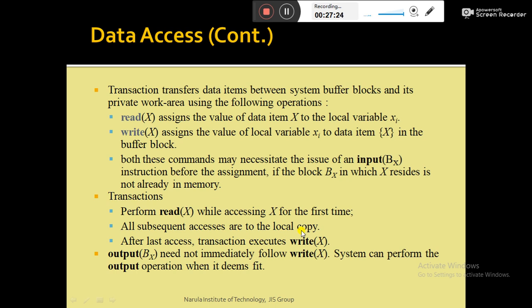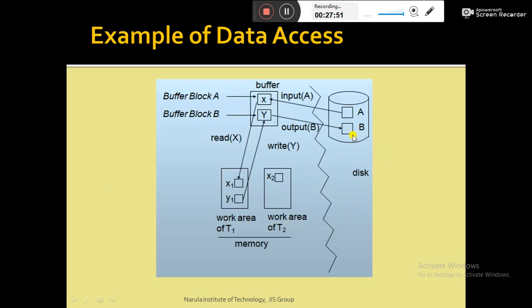And after the last access, the transaction executes write(X). Write(X) copies the content of data item X from the private area to the buffer area, and output(BX) needs to immediately follow write(X). Means after write(X) we have to perform the output, and all this will be clear in the next slide, as it is a graphical representation.